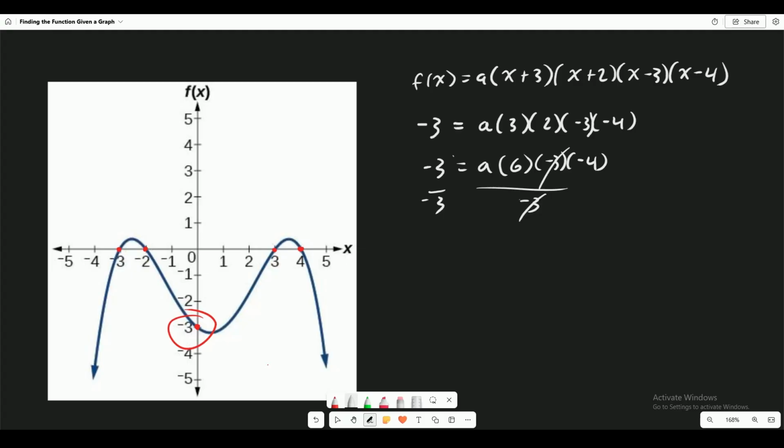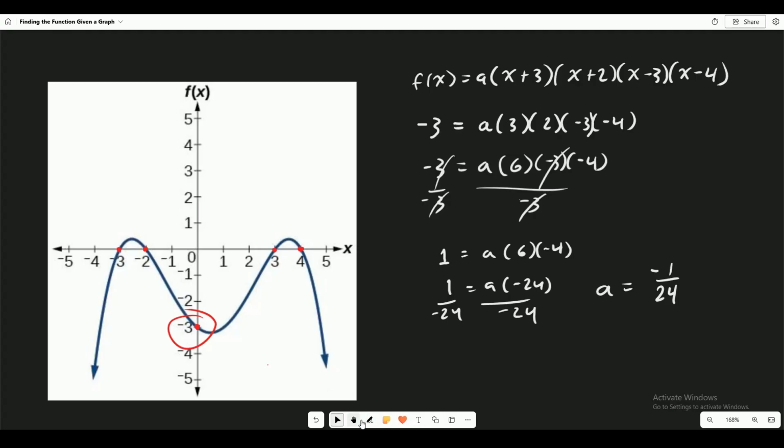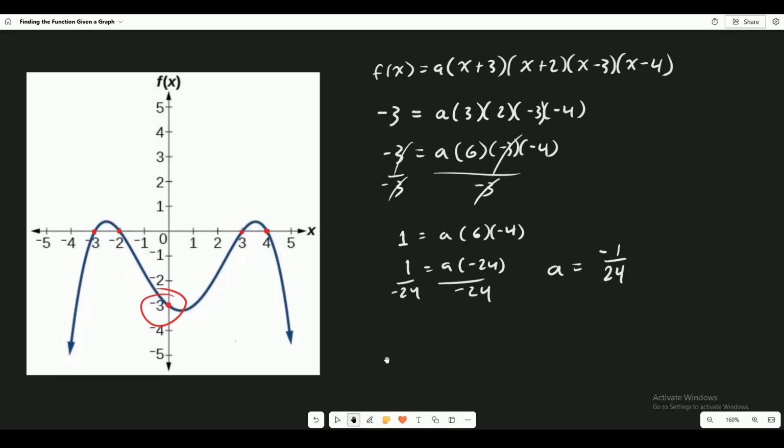So that goes away, and this becomes 1. So 1 is equal to a times 6 times negative 4, which means that 1 is equal to a times negative 24, which means that we divide by negative 24 from both sides. Then our a value is equal to negative 1 over 24, just like that. Cool. We're now ready to write our final equation for our function.